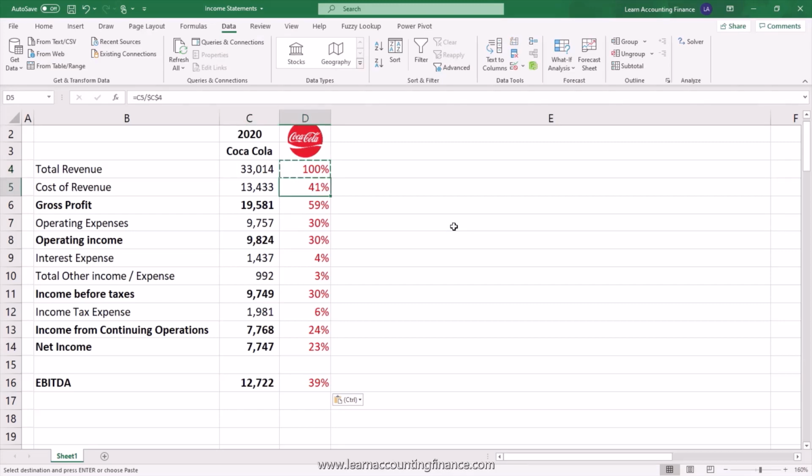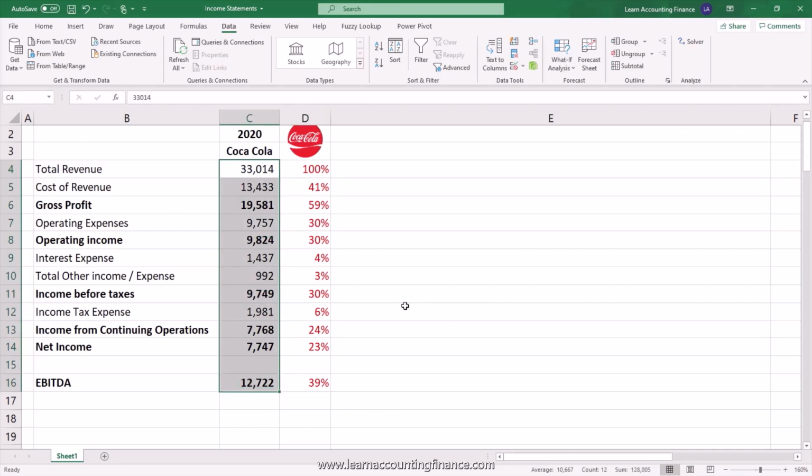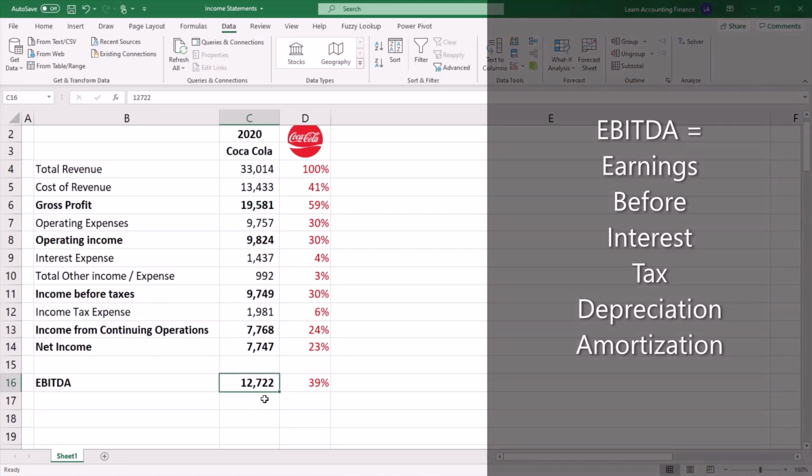This is also referred to as common size financial statements or common size analysis, because you're looking at each line item as a percentage of a common number, a common size, which is the total revenue in this case. Usually when I look at income statements, I look at them vertically from top to bottom. The first thing I look at is the total revenue, and the second thing is usually the EBITDA, the earnings before interest, tax, depreciation, and amortization.